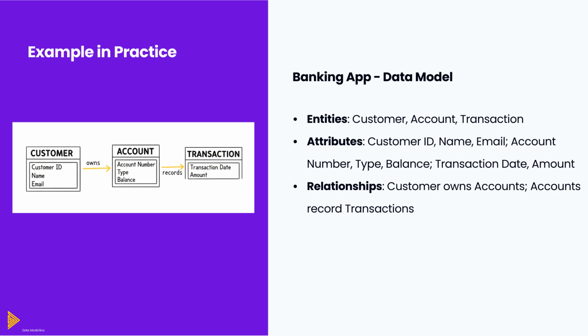Let's walk through a concrete example using a banking app. We start by identifying the key entities. Customer stores the customer's unique ID, name, and email address. Account represents the customer's bank accounts with attributes like account number, account type, and balance. Transaction records all financial activity, including transaction date and amount.